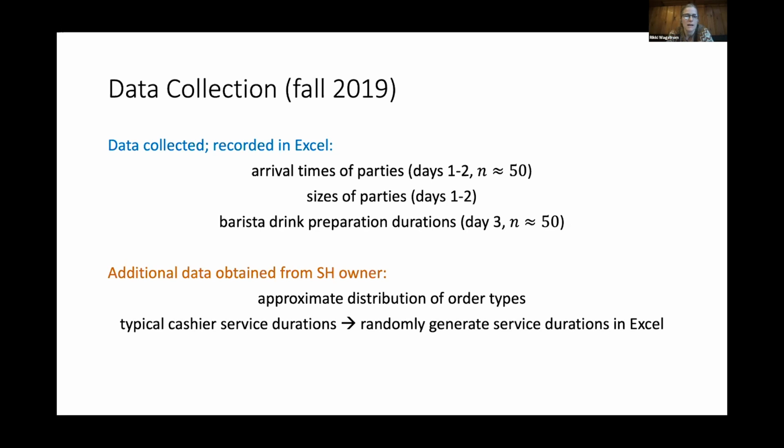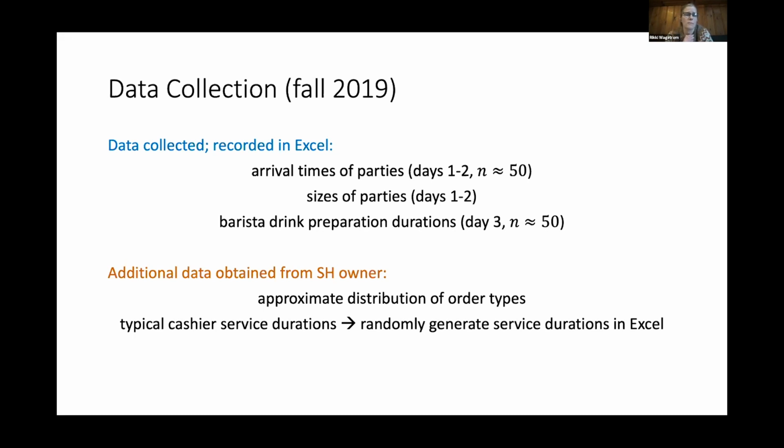Additional data, as I indicated, had to come from the Sweet Hollow cafe owner. So for example, she told me approximately what percentage of her customers she thought ordered specialty drinks, what percentage came in and just ordered drinks, a variety of percentages like that. And so I was able to get approximate distributions for different order types. And that's what I had to go on.